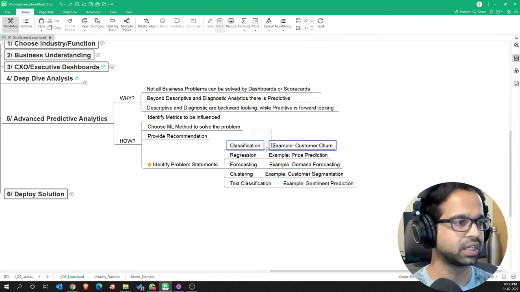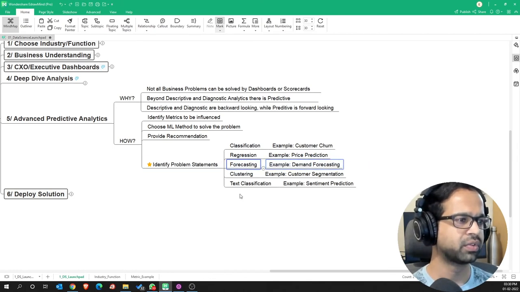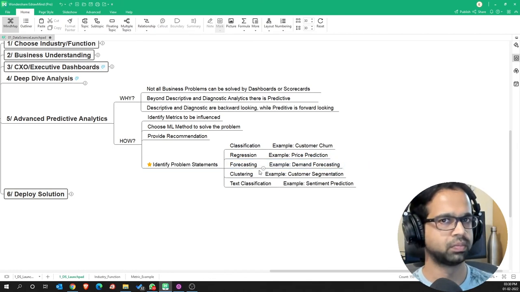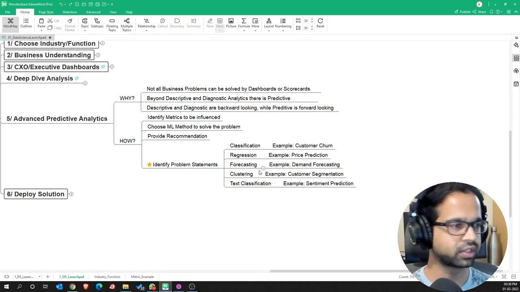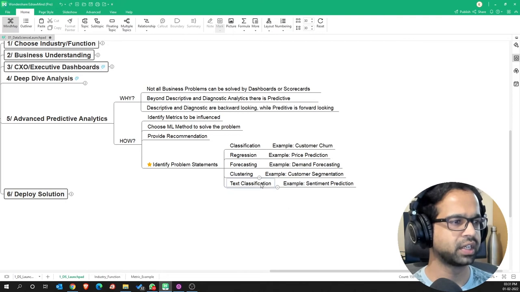So one is a classification problem like customer churn. You have a regression like price projection. You have forecasting like demand forecasting, predicting into the future like stocks. Then you have clustering, which is customer segmentation, and text classification, where we have sentiment prediction, right?